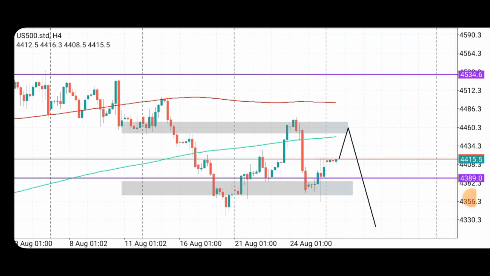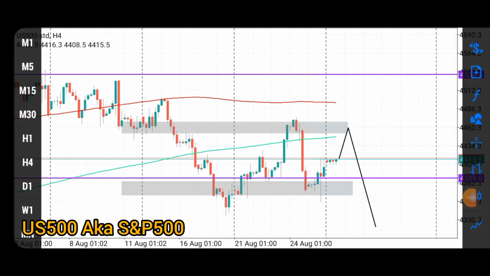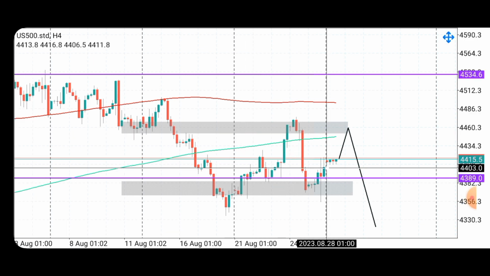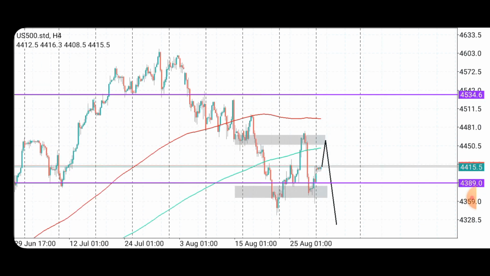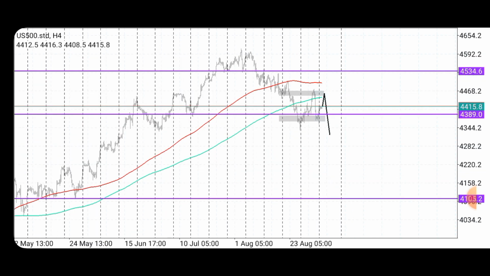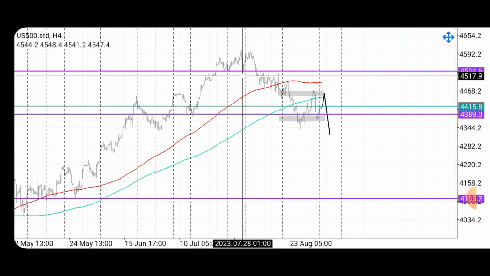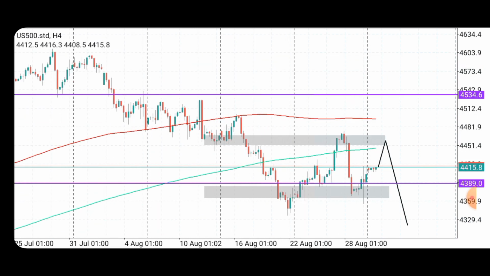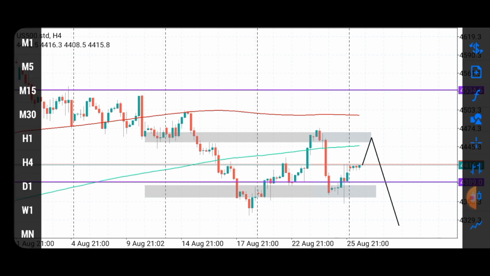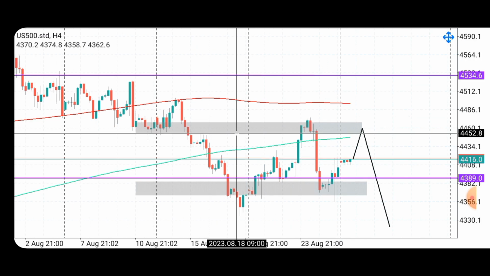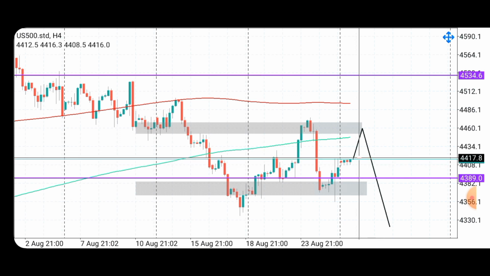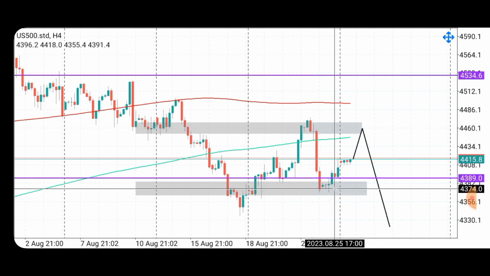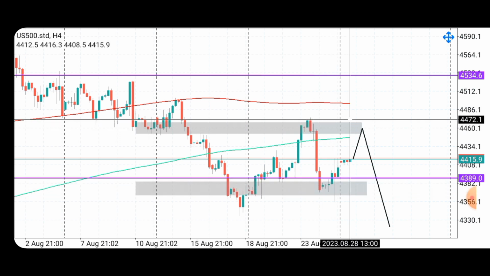Last but not least, looking at the US 500, aka S&P 500. The S&P 500 has been on a bearish trend for quite some time, maybe a week, just after this strong bullish rally, but price eventually got beaten and sold as the Fed is looking to raise rates. Hopefully this NFP is going to be crazy, and then there will be too much volatility. So currently price, there's a supply zone and demand zone.